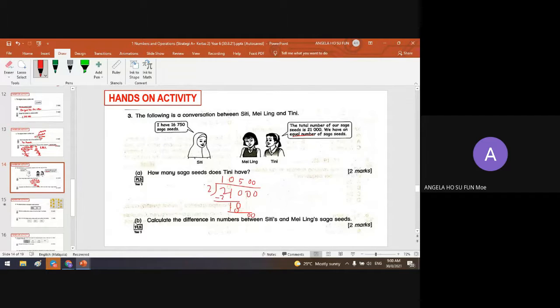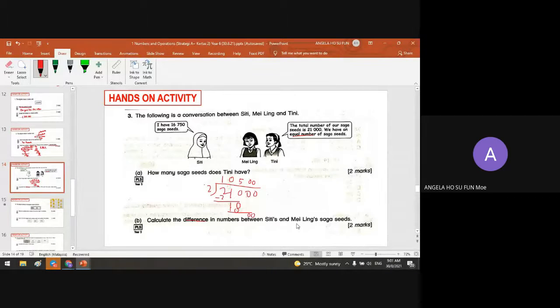Okay, now B. Calculate the difference between Siti's saga seeds and Mailing's saga seeds. You know already Tina and Mailing have the same amount of saga seeds. So if Tina have 10,500, means that Mailing also have 10,500. So what is the difference between Siti's and Mailing's saga seeds? 6,250. Okay, who are you? Zaira. Okay, let's see whether you are correct or not.